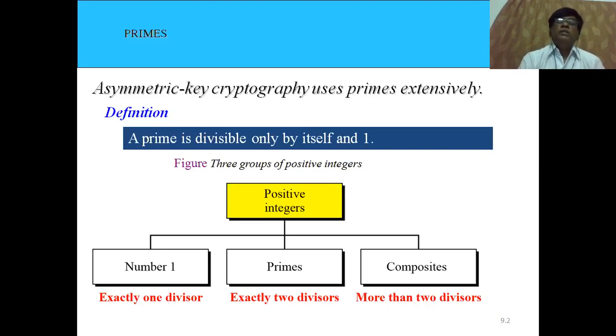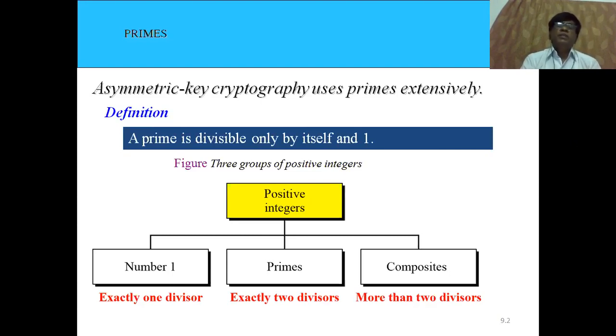So what is the use of primes? Generally, asymmetric key cryptography uses prime numbers extensively, mostly at the time of encryption and decryption. These algorithms use very big prime numbers at the time of encryption and decryption. That's why asymmetric key cryptography uses prime numbers extensively, and why you should know more about prime numbers.